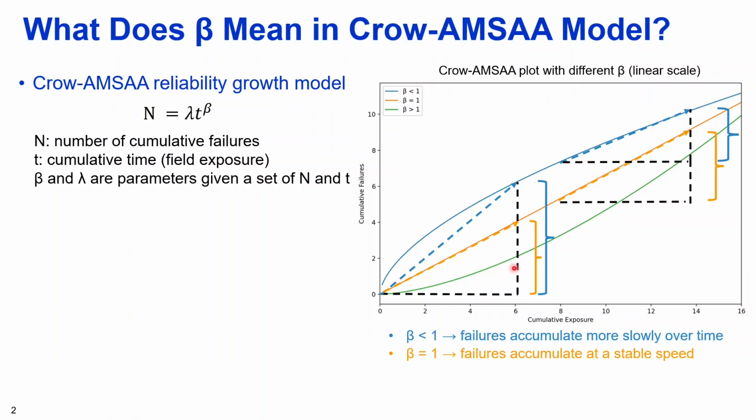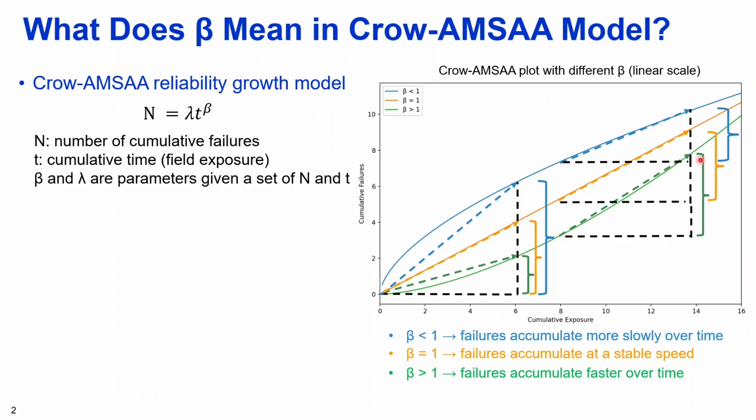And when beta is greater than 1, the failure count increases by 2 when exposure increases by 6. And over time, when exposure increases by 6, the failure count increases by more than 2, and the curve bends upward. That means failures accumulate faster as the exposure grows. So visually, beta controls the curvature of the cumulative failure trend.